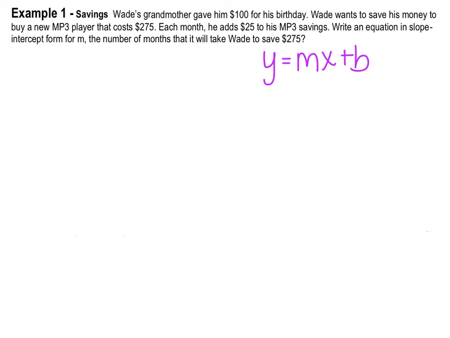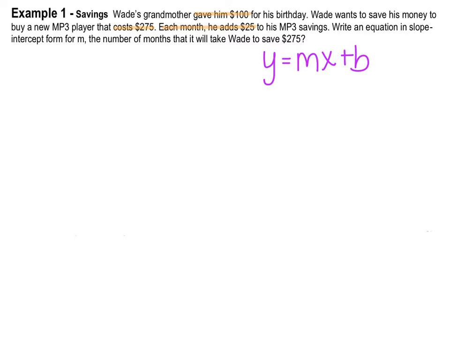Once you read the entire problem, you're going to want to go through and kind of identify what you know. So in this case, we know that Wade's grandma gave him $100. He wants to save money for his MP3 player, and it costs $275. Each month, he's adding $25. So we want to write an equation in the slope-intercept form for m, the number of months that it will take Wade to save $275. That last question tells you what your final answer should be.